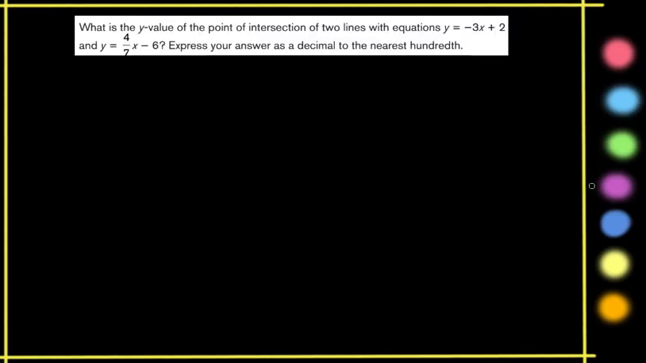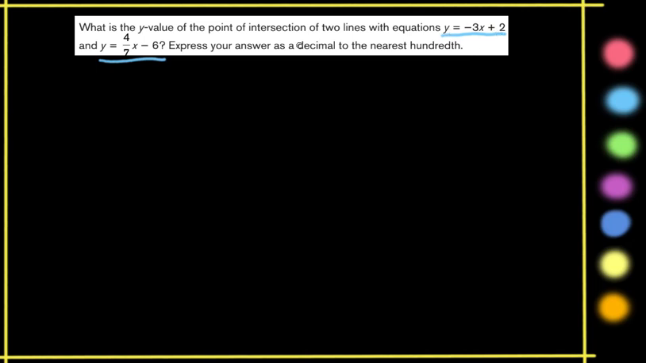So this one says, what is the y value of the point of intersection of two lines with equations y equals minus 3x plus 2, and y equals 4/7 x minus 6. You want to express your answer as a decimal to the nearest hundredth. So one way to do this is to set these two equations equal to each other.